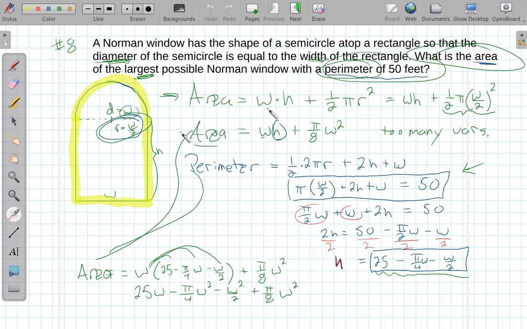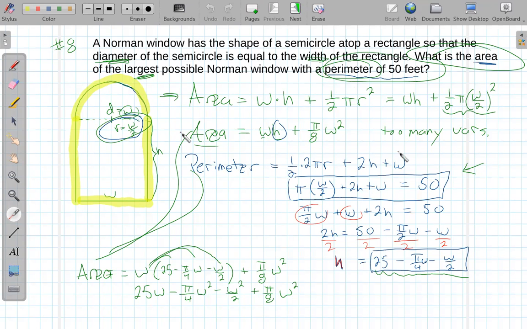So at first, our area had 1, 2, 3 variables, too many. We got rid of the R just through the geometry of the problem. But then we were still stuck with that H there. So the only way to whittle down that is to have another constraint, another way to connect variables. And that was where the perimeter came in. So we found the perimeter, used that to solve for H. And then from there, we just solved for H, plugged it in and did the cleanup.